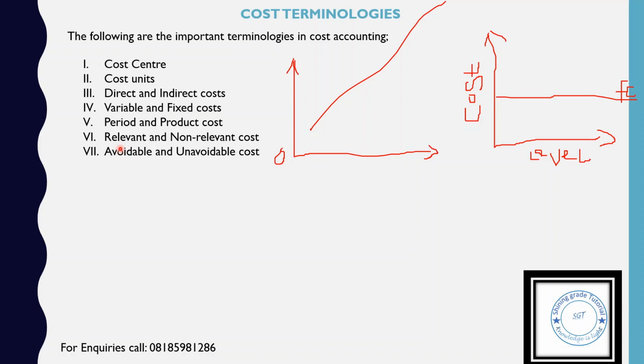Costs will be avoidable, as stated, if the management can in one way or the other prevent the occurrence of such costs. So that's just the aspect of avoidable costs. And on unavoidable costs, no matter the decision that is taken by management, such costs can never and will never be avoided or prevented by the management.